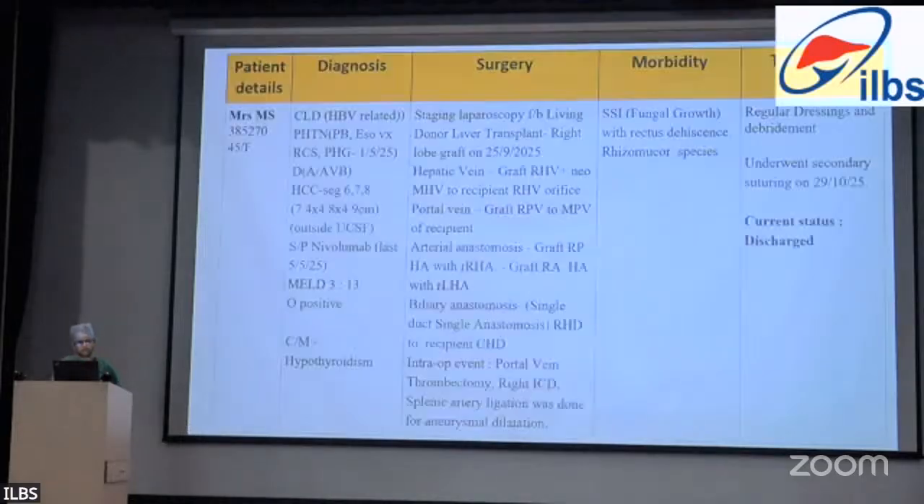Coming to morbidity, we had patient Mrs. MS, a 48-year-old female, CLD HBV related, and we did a living donor liver transplant with the right lobe, and she recovered well. An intraportal vein thrombectomy was done and ICD was placed, and right splenic artery ligation was done for aneurysmal dilatation. In the post-op period, she had an SSI with fungal growth, and there was rectus dehiscence.